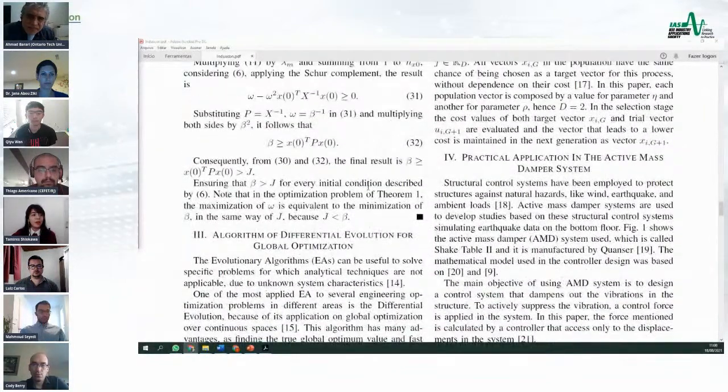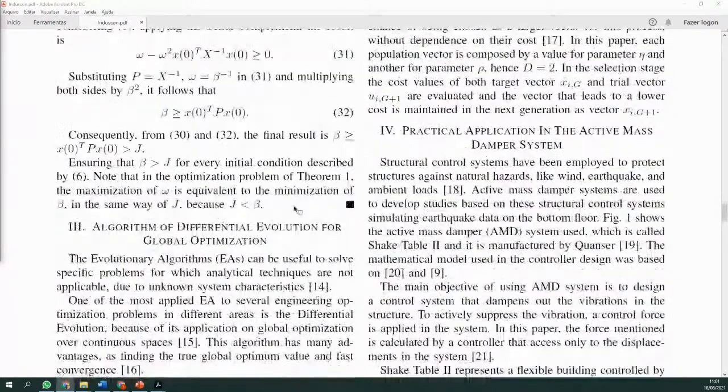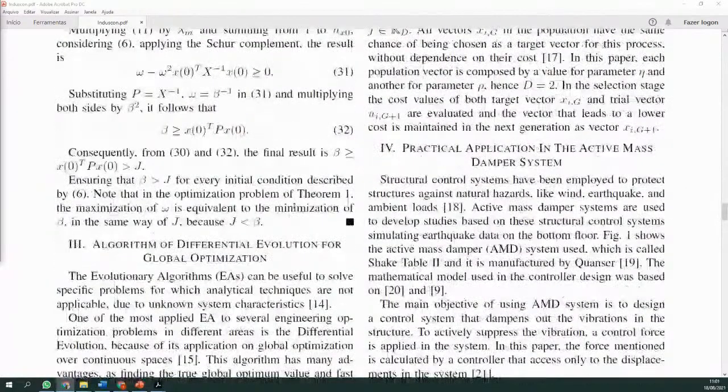So we use a parameter that is an upper bound of the cost. This is the parameter beta. After I propose Theorem 1, it serves as an upper bound, and the theorem concludes that this is the main upper bound of the function.